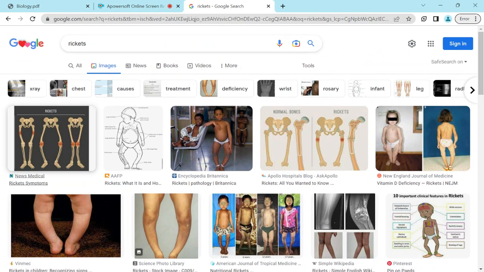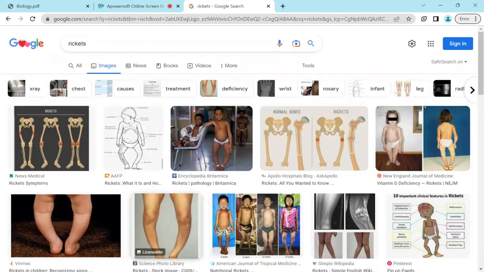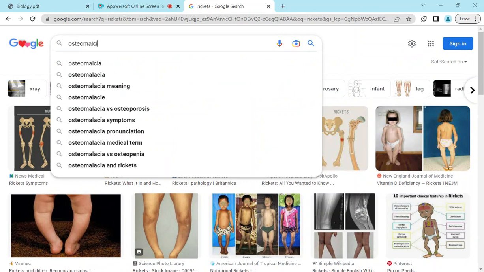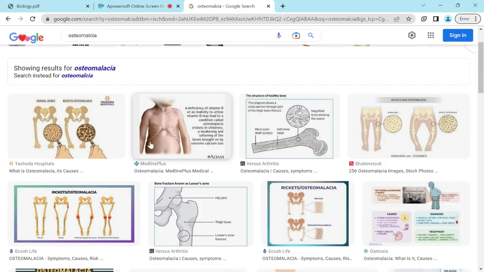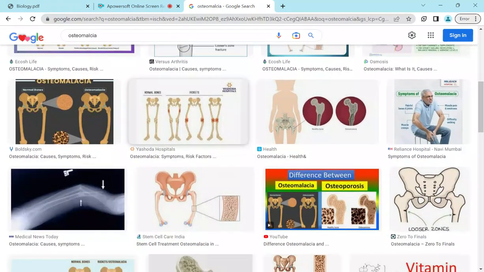Now, vitamin D itself is not important. It's important because it helps in the absorption of calcium. So when there's no vitamin D, calcium won't be absorbed into the bones. So osteomalacia we can see as well. It's just the same.